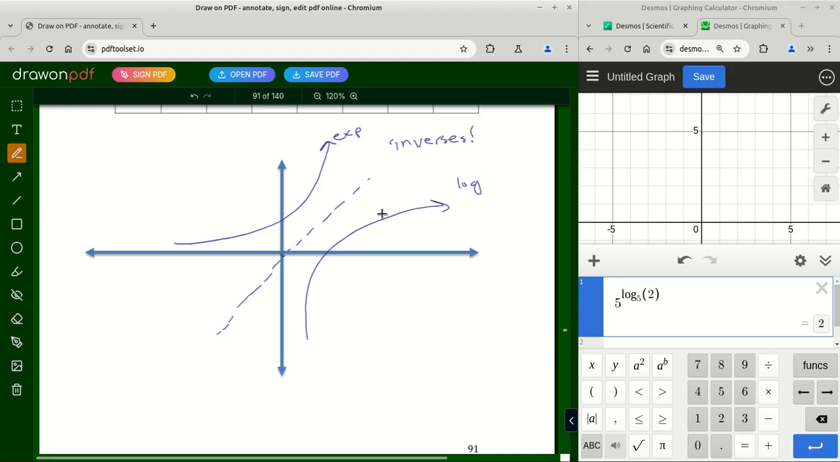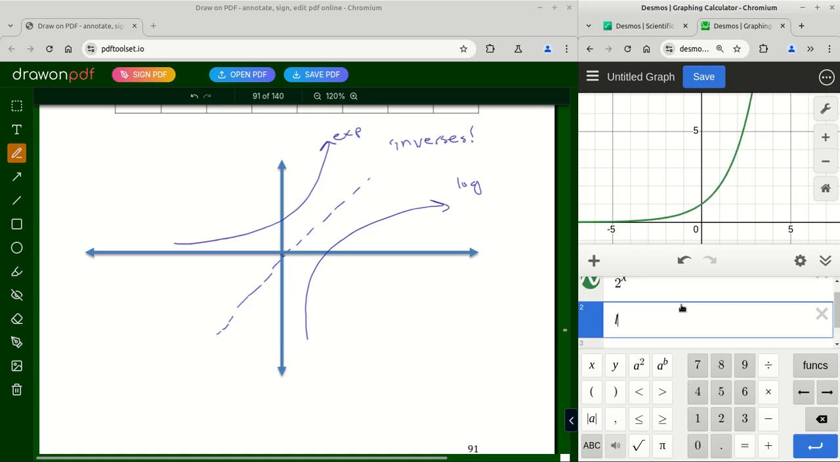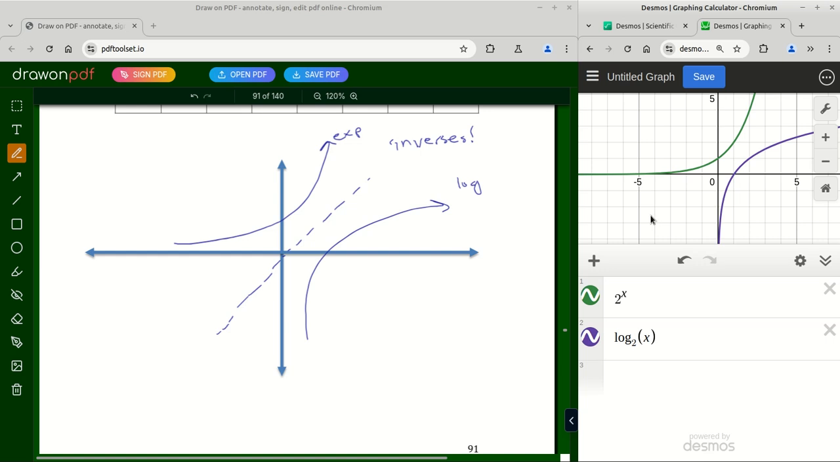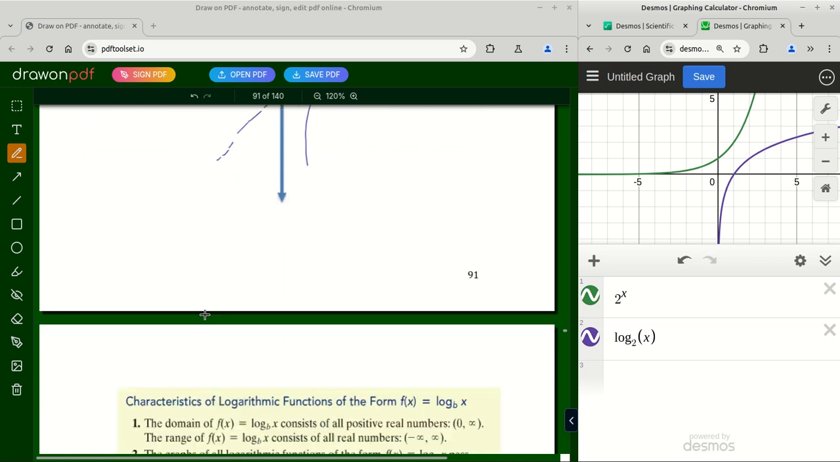because they are reflective about the y equals x line. Again, all this goes back to chapter 2.7. Okay, great. But now you have a little bit of an idea about what they look like. If we were going to type that into Desmos graphing, we've got 2 to the x, and then I got log base 2 of x, and there you go. So they're kind of like the same thing, but you're switching your x and y.